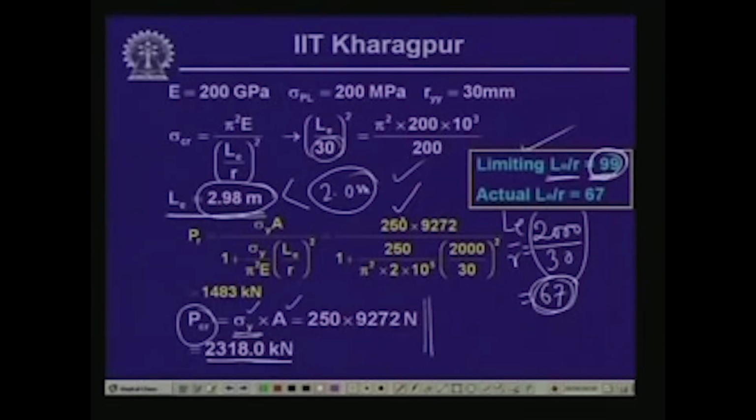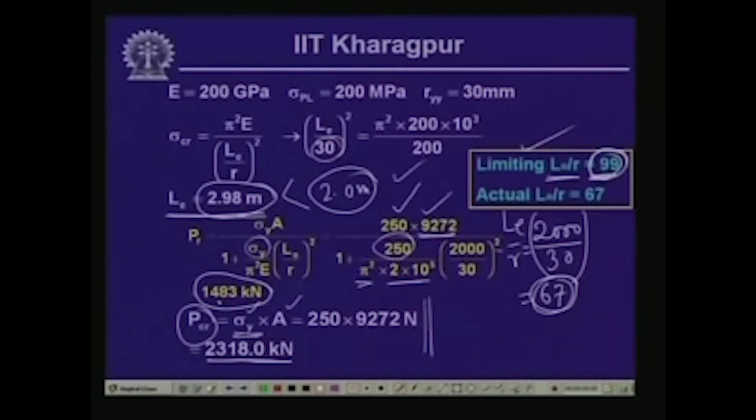Now, sigma y, the yield stress given, is 250 megapascal, and 9272 is the area of the cross section. Then we have 1 plus 250, again the sigma y, pi square E is 2 into 10 to the power 5, and L E by R value is equal to 2000 by 30 square. Now, this gives us a value of 1483 kilonewton.